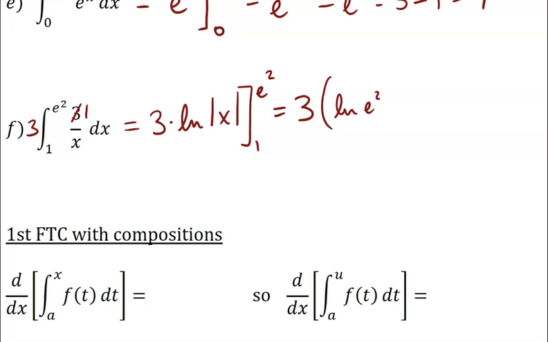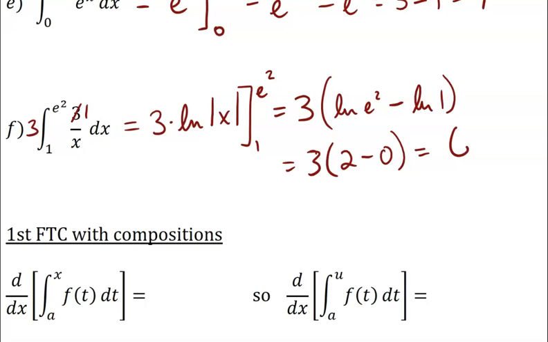I can put absolute value bars here or not. It doesn't really matter because e squared is positive. Minus natural log of, and then again, 1 is positive, so I don't need the absolute value bars. Okay, so this becomes 3 times natural log of e squared is 2. Natural log of 1 is 0, so I get 6. Okay, so that's second fundamental theorem stuff.